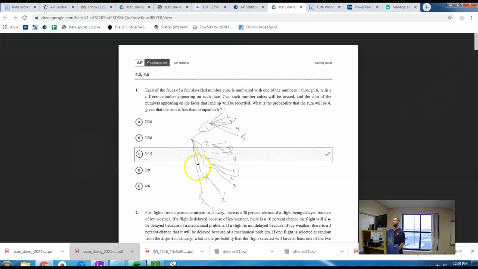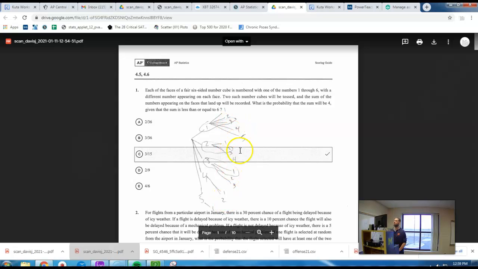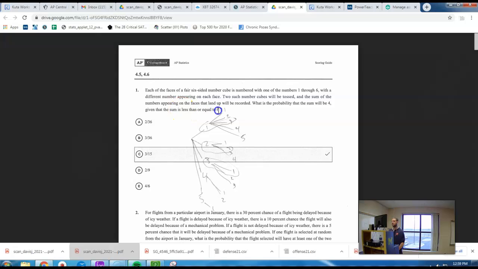So first of all, we're going to go through and figure out all the ways that the sum could be less than or equal to 6. So if I roll a 1 on the first die, I can get a 1, 2, 3, 4, or 5 on the second one. If I get a 6, that's too big, so that doesn't count. If I get a 2, I can roll a 1, 2, 3, or 4, and that's good. If I roll a 3, I can roll a 1, 2, or 3, or 4, 1, or 2. So there's 15 ways that the sum can be less than or equal to 6.